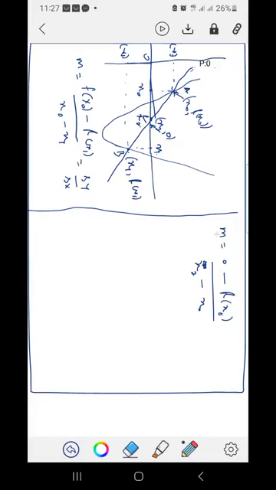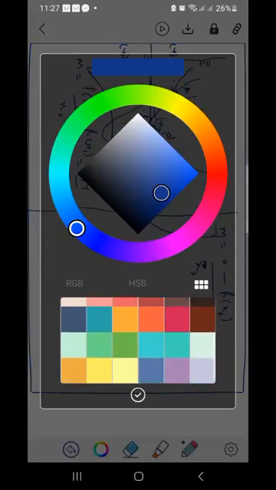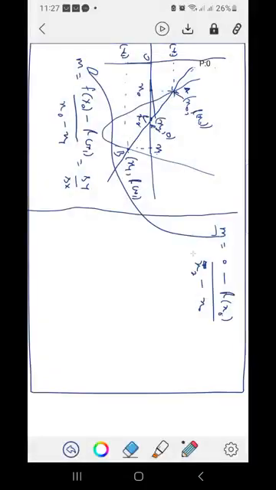Since m here and m here are the same, we can equate the two and say that f(x naught) minus f(x1) over x naught minus x1 equals minus f(x naught) over x2 minus x naught.